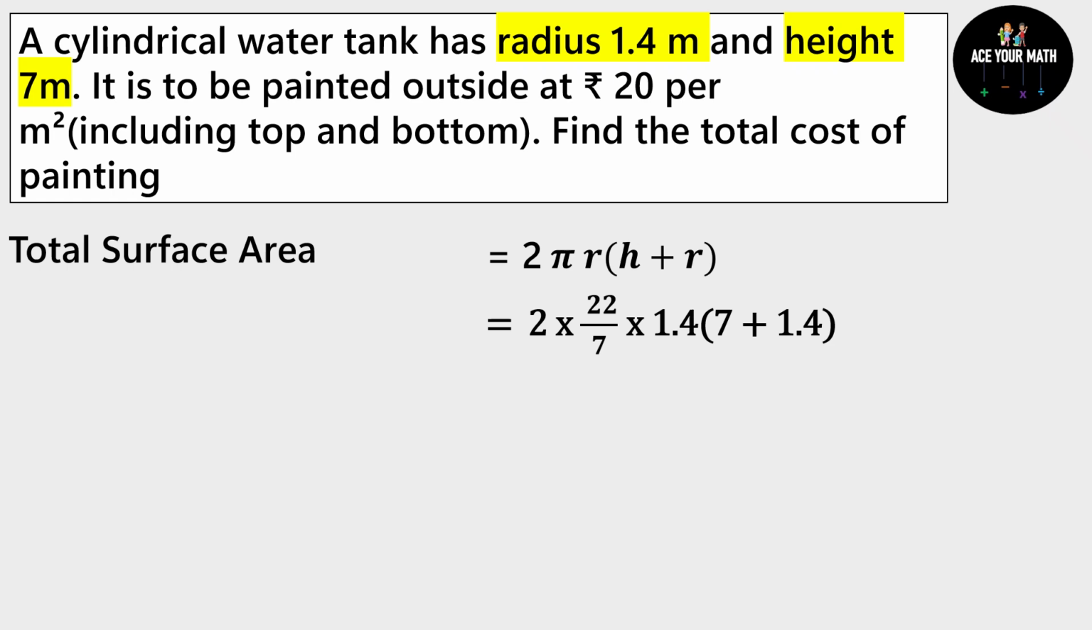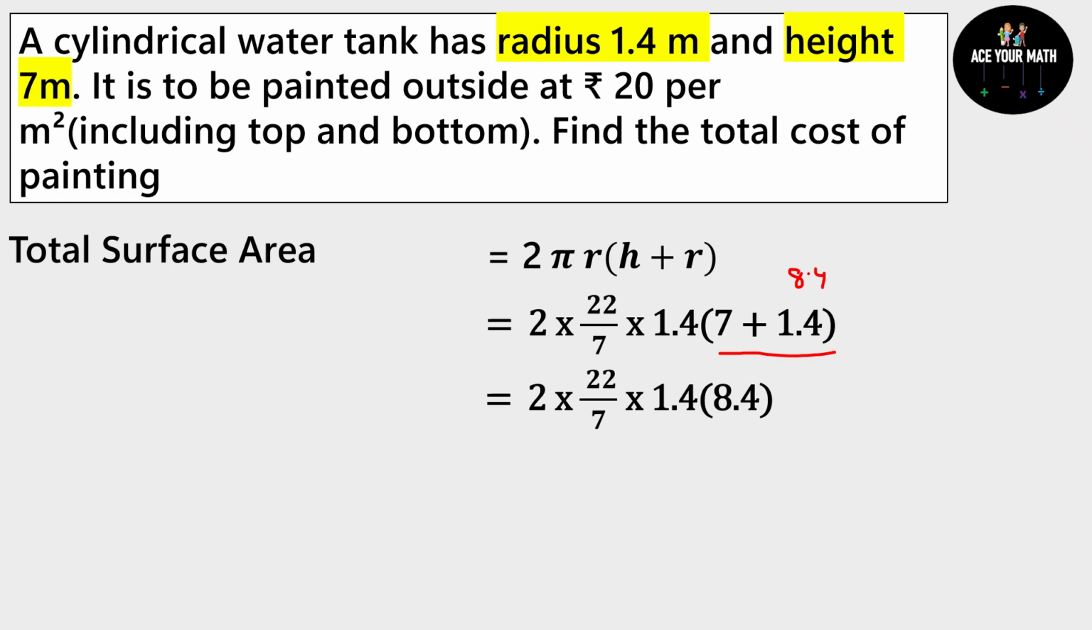Now, whenever there is a bracket and multiplication and division, always solve the bracket first. So in this situation, what will you do first? You will first calculate 7 and 1.4, right? 7 and 1.4 after adding will give you 8.4. Write it down first: the addition of 7 and 1.4 will give you 8.4.